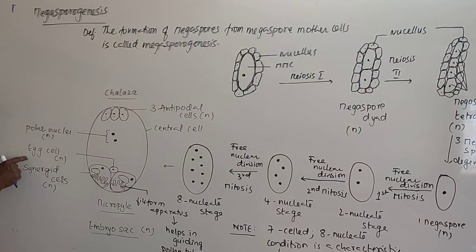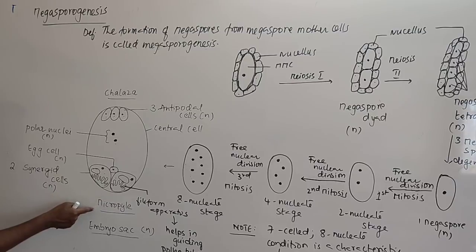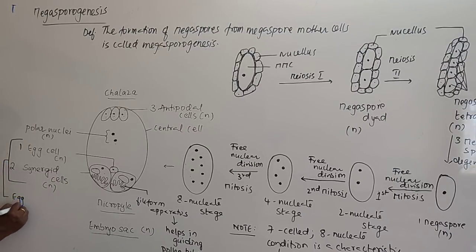Already I have mentioned that the one egg cell and 2 synergid cells are always present towards the micropyle, and this one egg cell and 2 synergid cells together constitute the egg apparatus. So this is how the process of megasporogenesis takes place.